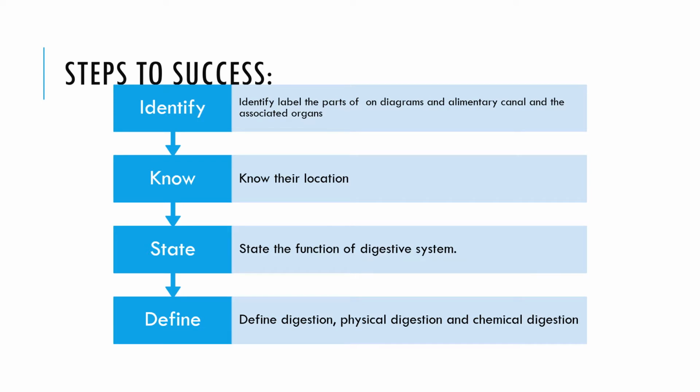So these are the steps to success. Identify parts of the digestive system and know their location, so you can answer where is the stomach, where is the mouth, where is the small intestine. Next, you will learn how to state the function of the digestive system, and you will define what is digestion, physical digestion, and chemical digestion.